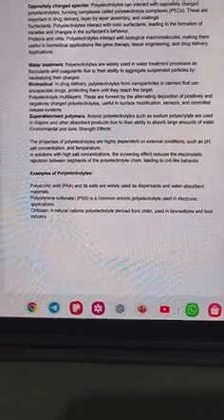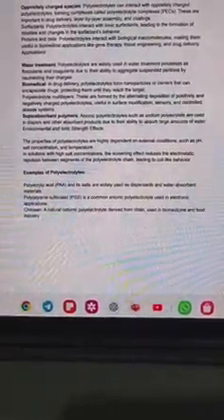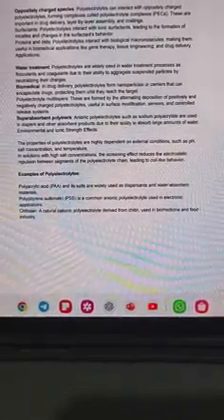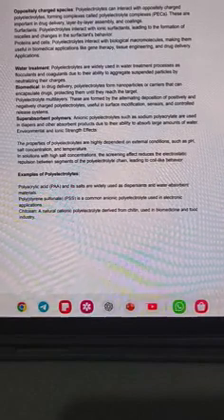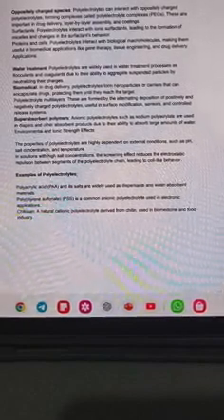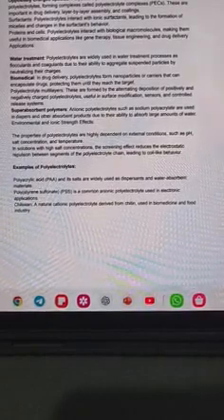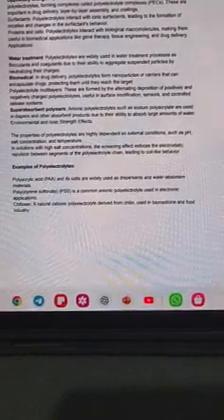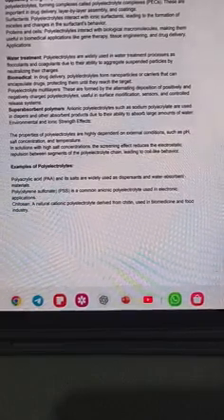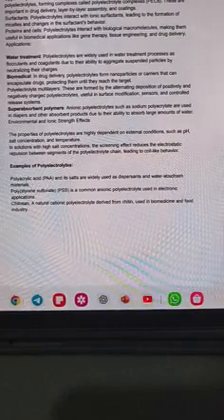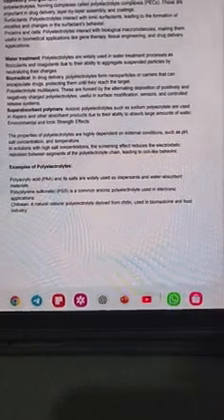Firstly, is water treatment. Polyelectrolytes are widely used in water treatment processes as coagulants due to their ability to aggregate suspended particles by neutralizing their charge. Biomedical. In drug delivery, polyelectrolytes form nanoparticles or carriers that can enclose drug proteins and protect them until they reach the target. Polyelectrolyte multilayers and many more.